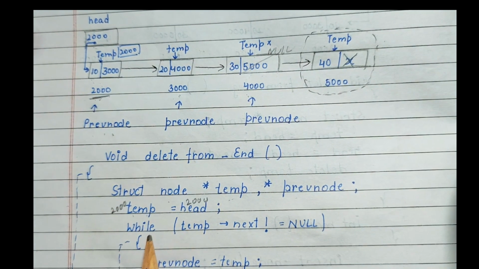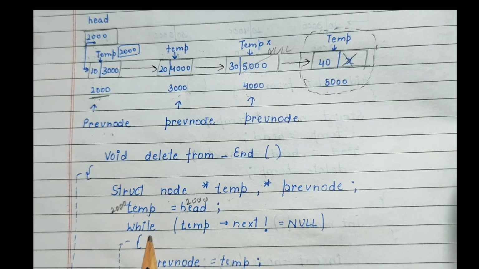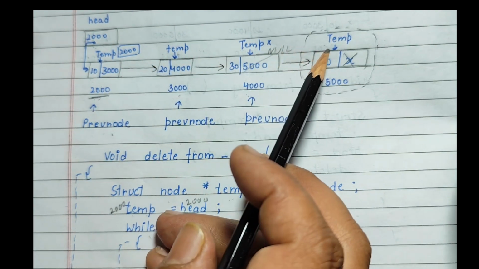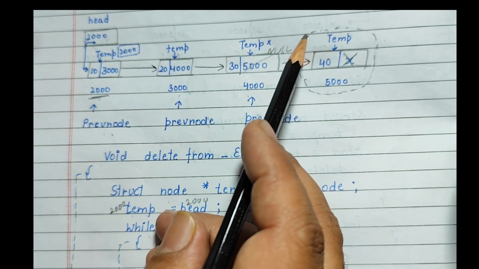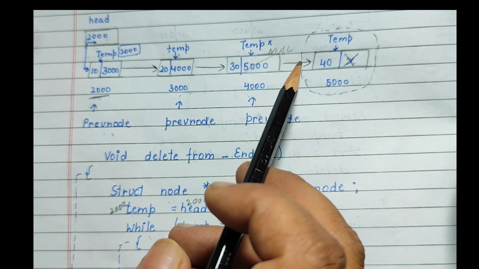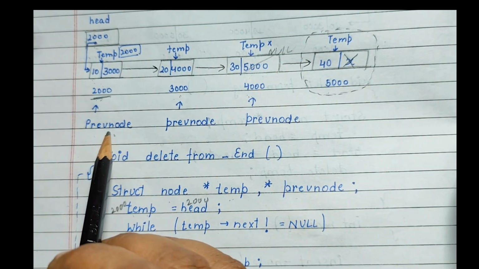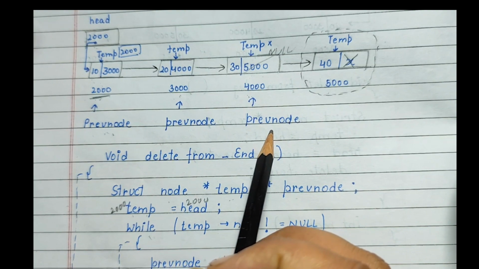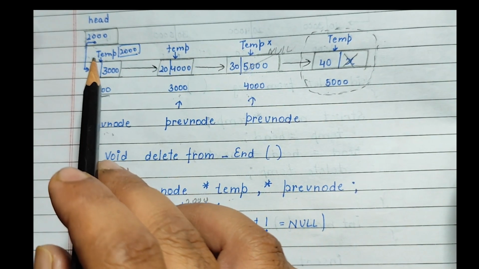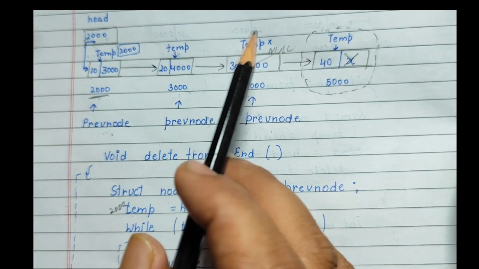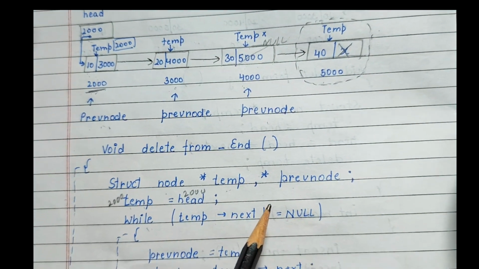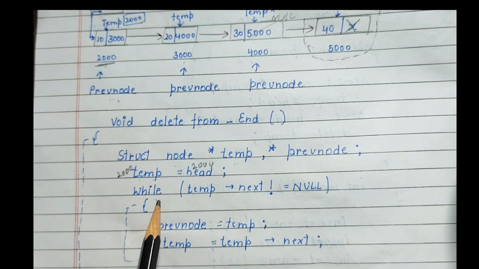So after this I am implementing a while loop. Why I am implementing the while loop? Because I have to move this temp pointer up to the last node, because I have to delete this node, and I have to move previous node before the last node. That's why. So for moving this temporary pointer and previous node, I create a while loop.